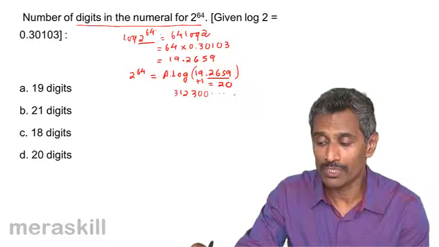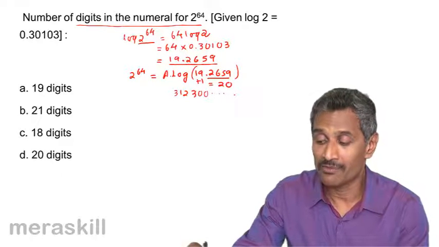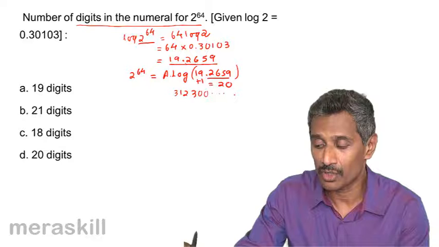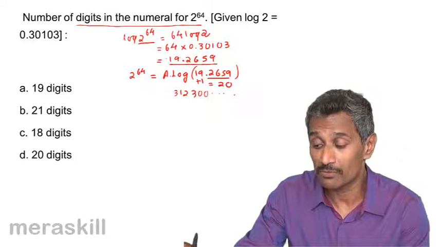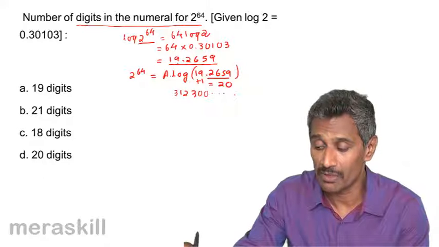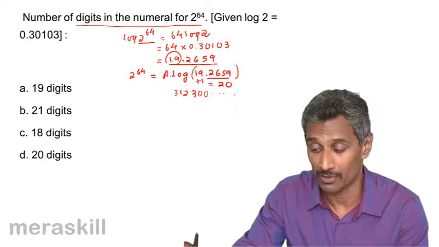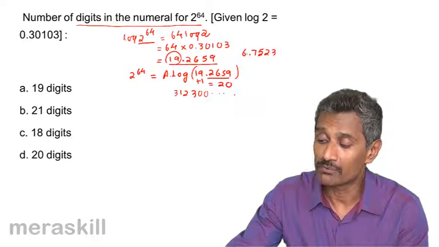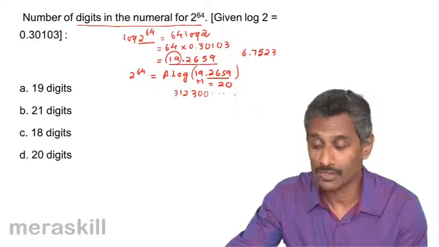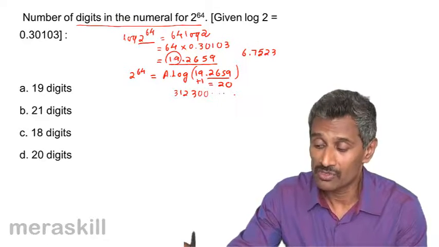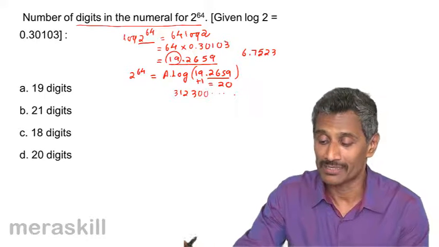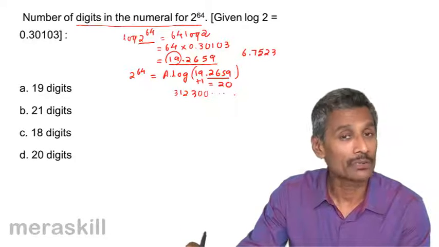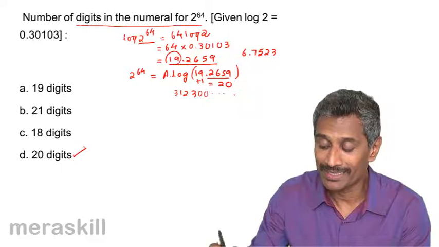So ultimately log of 2 raised to 64 is so and so. That means the value of 2 raised to 64 is anti-log 19.2659. At this stage, we are not concerned about what the answer is, but we need to find out how many digits we would have. The number of digits would be whatever you get in front of the decimal after finding the log, 19 plus 1. So suppose you get something like 6.7523 as the log of some number. This number will have 6 plus 1, 7 digits. In the same way this will have 19 plus 1, 20 digits. So the number of digits in the numeral for 2 raised to 64 would be 19 plus 1, 20. So we have 20 as the answer.